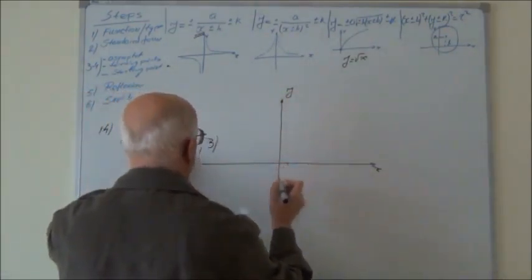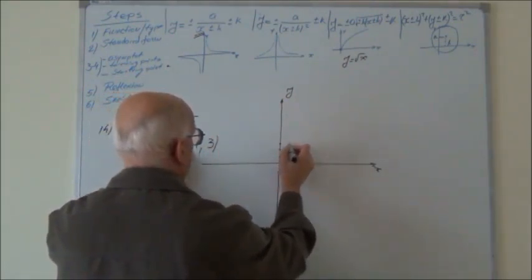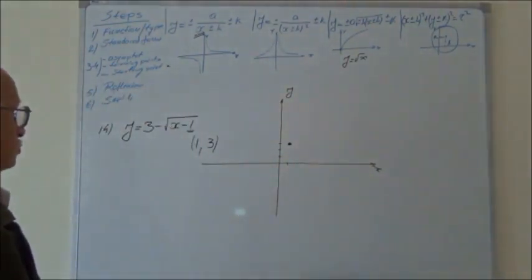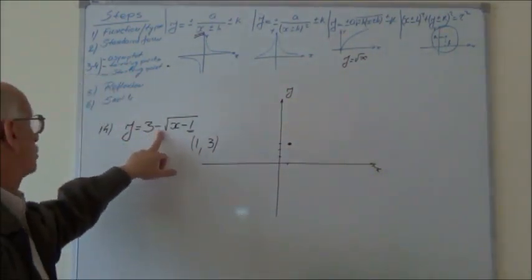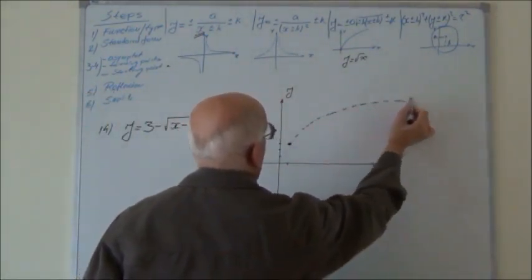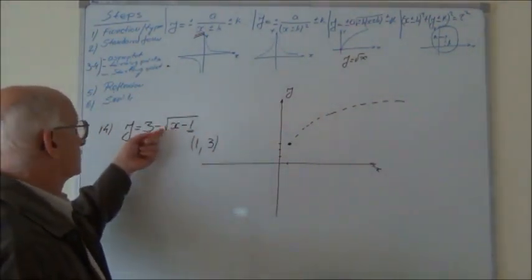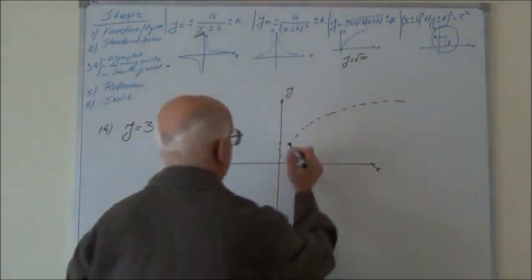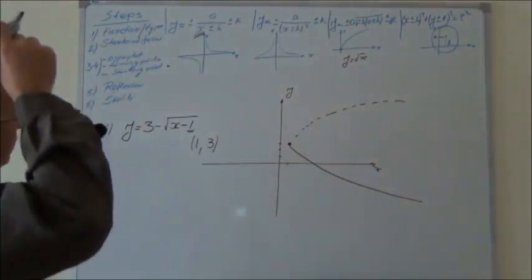One unit, 3 units up, 1, 2, 3. So the new position of our starting point should be here. And now, if there is no reflection, then of course our graph would go like this. But as we have a reflection, our graph doesn't go that way, it goes the other way, and this will be the graph of that function.